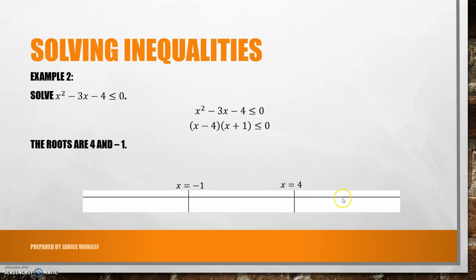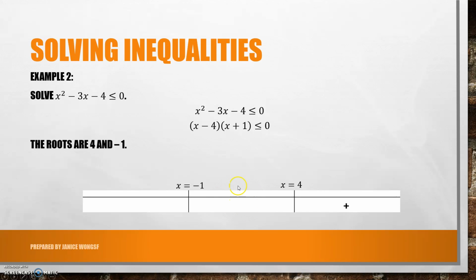I will choose 5. As long as you choose a value more than 4, it could be 5, 6, 7, or any value more than 4, check the sign. So I choose 5. 5 minus 4 times 5 plus 1. So it is 1 times 6. 1 times 6 is 6. It is a positive value, so place a positive sign.